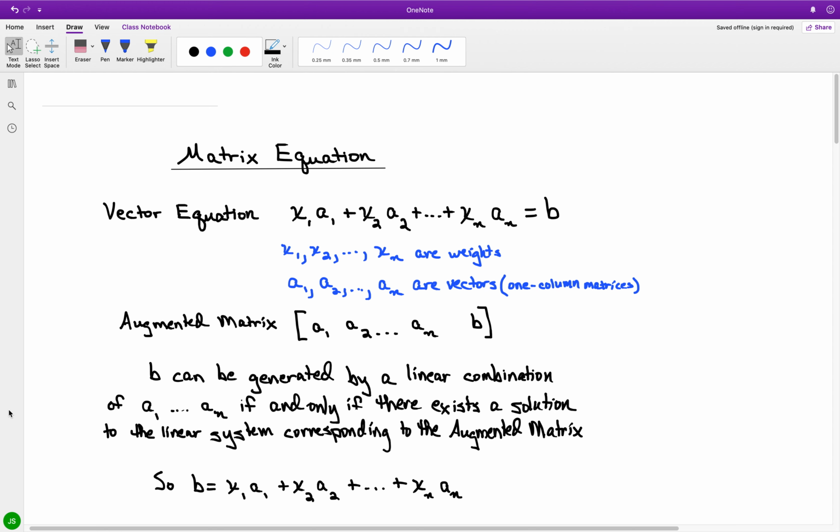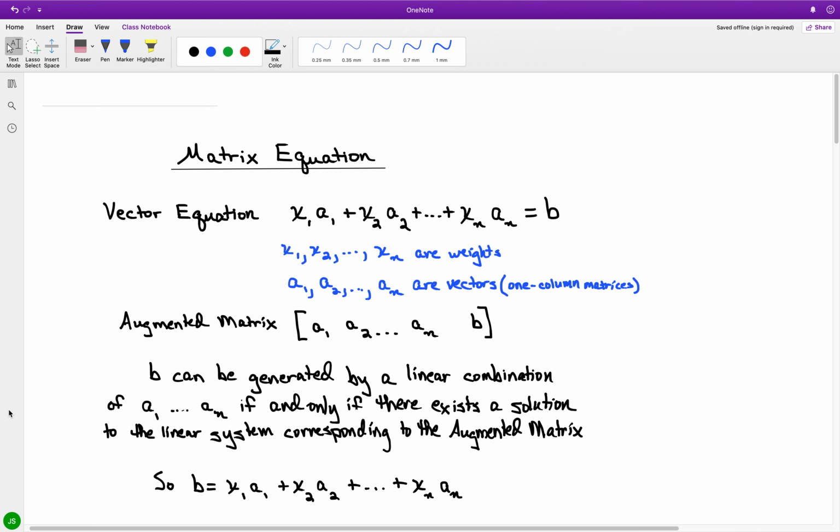Okay, for the next topic, which is matrix equations, we're going to be intertwining matrix equations with what we have been previously looking at with vector equations. So, just providing a bit of a segue, going back to vector equations, we had that b was equal to a linear combination between x and a, where x1, x2, all the way up to xn are referred to as the weights, and we have a1, a2, up to an.